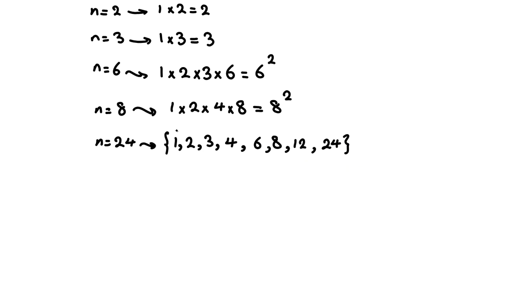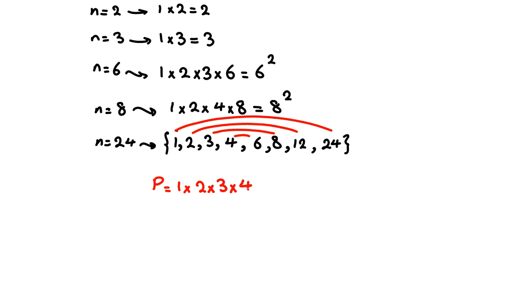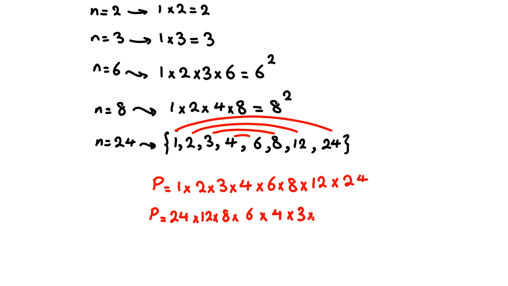As you can see, 1 times 24, let me write with another color. 1 times 24 is 24. 2 times 12, 24. 3 times 8, 24. 4 times 6, 24. So we can say the product is 1 times 2 times 3 times 4 times 6 times 8 times 12 times 24, and they say rainbow idea because of this. It looks like a rainbow. We can also write it in reverse order: 24 times 12 times 8 times 6 times 4 times 3 times 2 times 1.